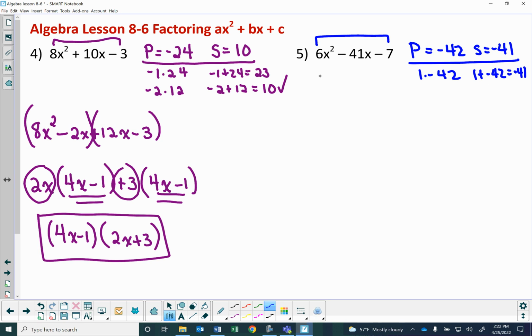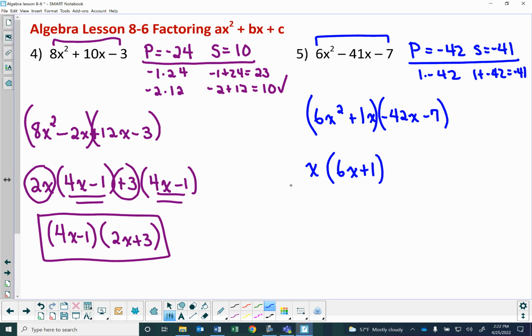So rewrite this as 6x squared plus 1x minus 42x minus 7. Group the first two, group the last two. Notice the negative sign in front of the 42 goes inside of that parenthesis. That's really important. Greatest common factor out of 6x squared plus 1x. Well, there's no number, but I can take out an x. So if I factor out an x, 6x squared divided by x is 6x. 1x divided by x is just 1.